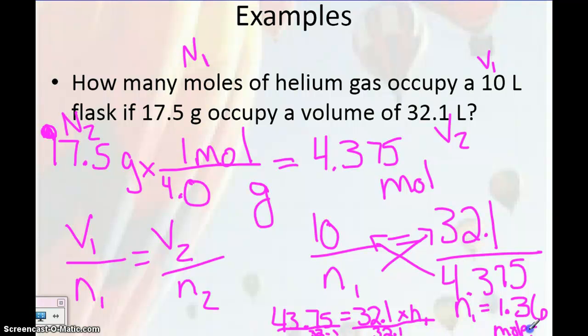Now, of course, you need to sig fig it, but hopefully by now you've got that figured out. So 10 liters leaves us with 1 sig fig, so our real answer is 1 mole. Okay, 1 mole. And that's it. That's all there is to it.